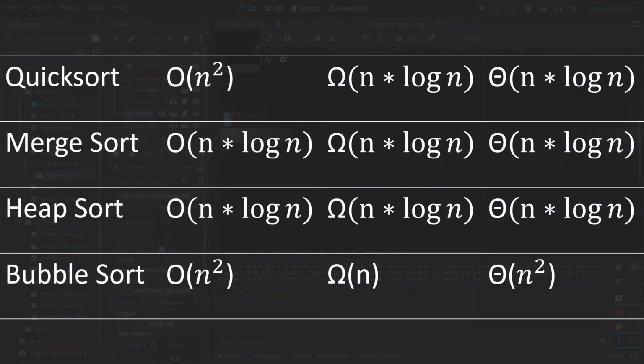Quick sort and bubble sort both have worst case scenarios big O's of n squared, whereas merge sort and heap sort both have big O of n log n. Quick sort, merge sort, and heap sort have big omegas of n log n, whereas bubble sort has a big omega of n. And then this is the only other time that I'll mention theta here, where we're looking at sort of the average performance of these algorithms, and we can see that, again, quicksort, merge sort, and heap sort have a big theta of n log n, whereas bubble sort has a big theta of n squared.